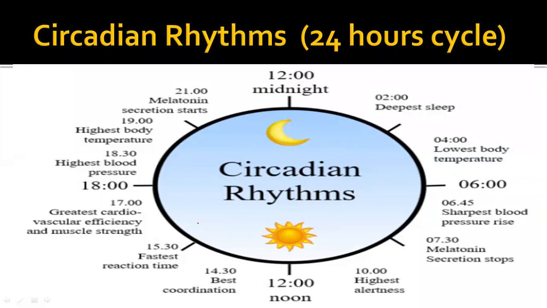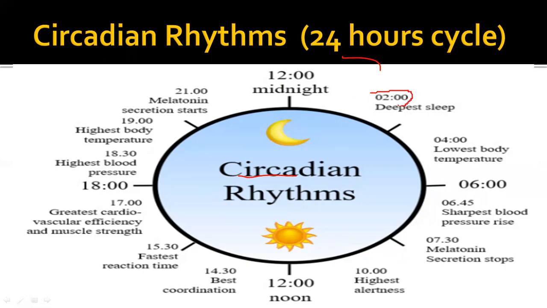So if this biological clock is under 24 hours, that is called circadian rhythms. If biological rhythms are for 24 hours, like a per day cycle, then we can say circadian rhythm. Circa means a circle. So it moves in a circle in 24 hours, like a repeated pattern every day at the same time.